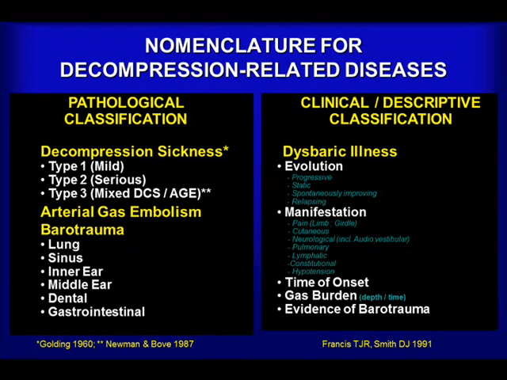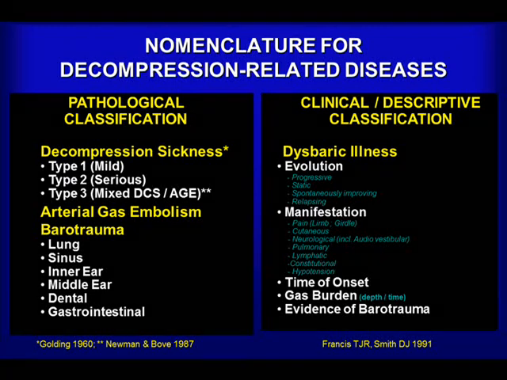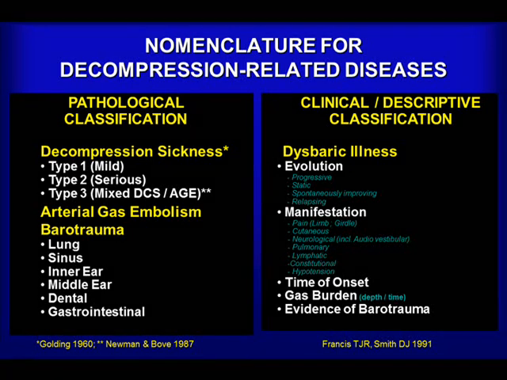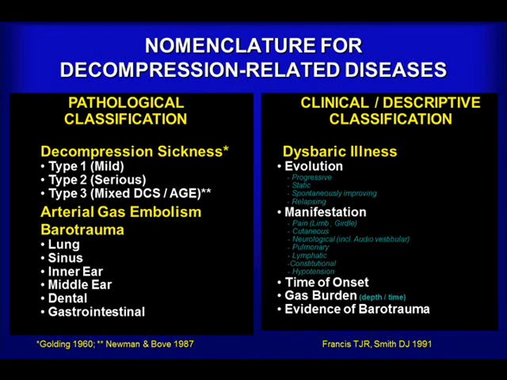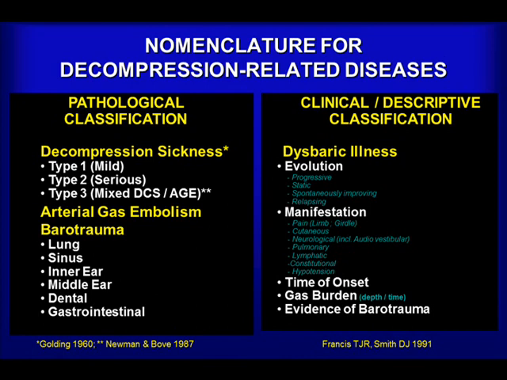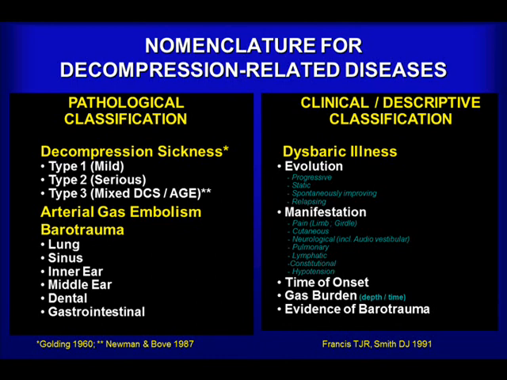Type 3 decompression sickness is a mixed form that commences with manifestations that would be associated with arterial gas embolism, disturbances of consciousness and so on, followed by a very resistant form of spinal cord decompression sickness. Arterial gas embolism here is the result of pulmonary barotrauma, and the respective forms of barotrauma in the various organ systems that would be affected are classified separately.